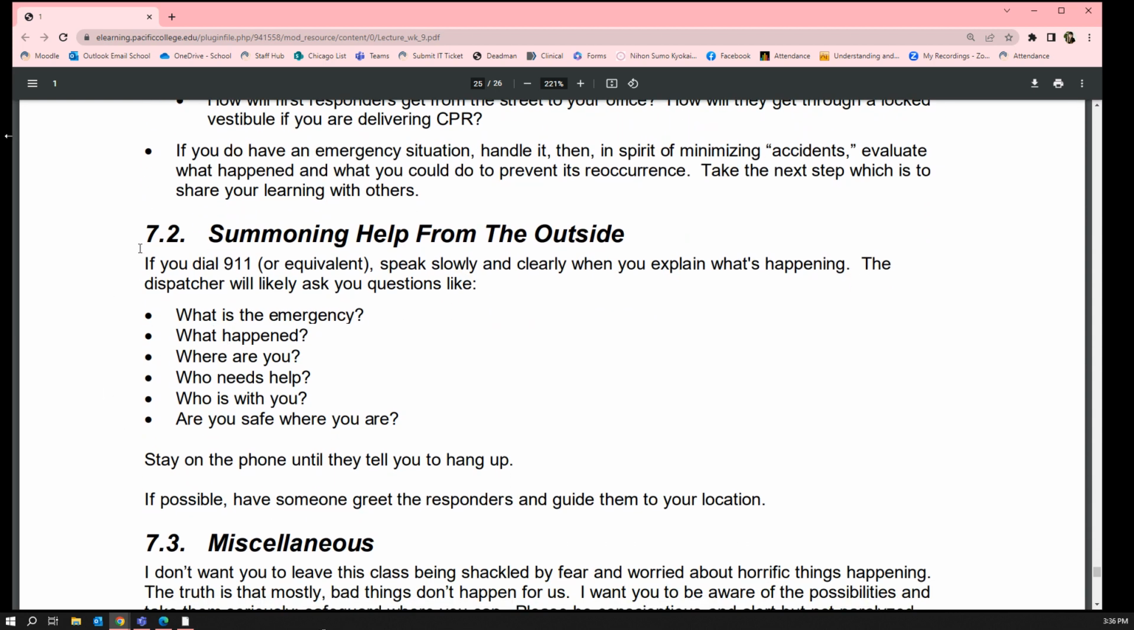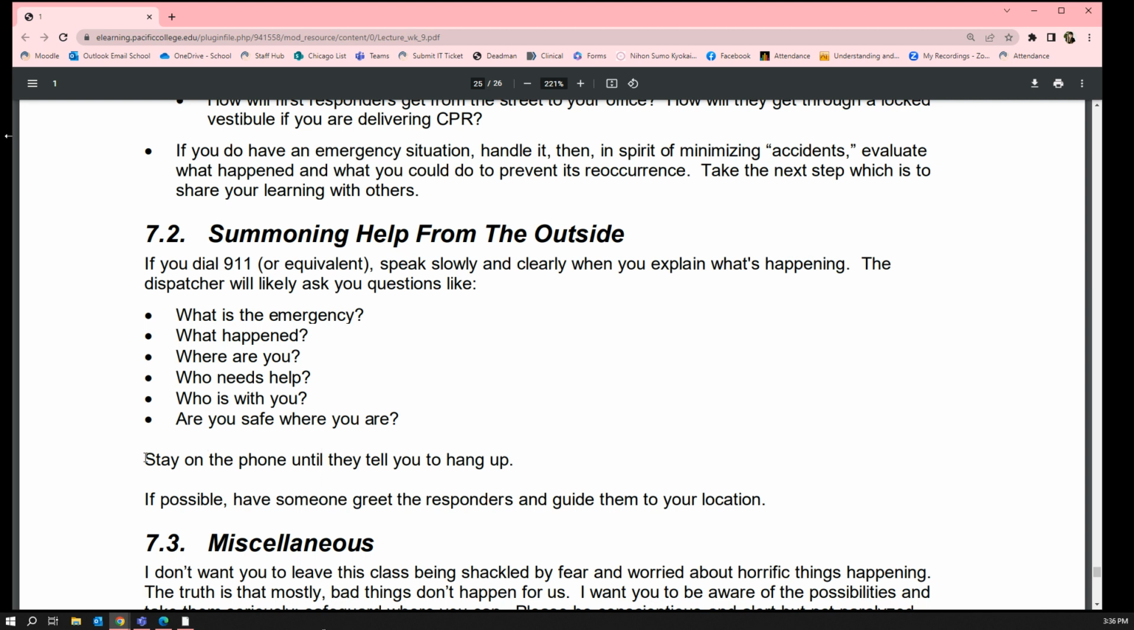All right, some other things to keep in mind. Summoning help from the outside. If you dial 911 or the equivalent, remember to speak slowly and clearly when you explain what's happening. The dispatcher will likely ask you things like, what happened? What's the emergency? Where are you? Who needs help? Who is with you? Are you safe where you are?